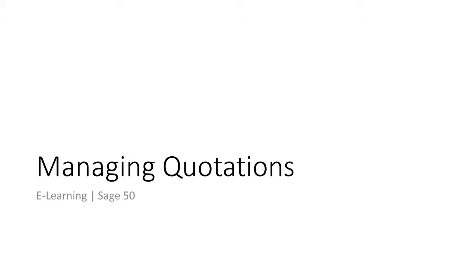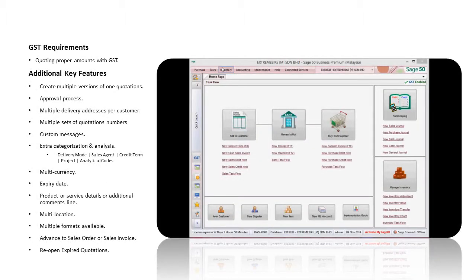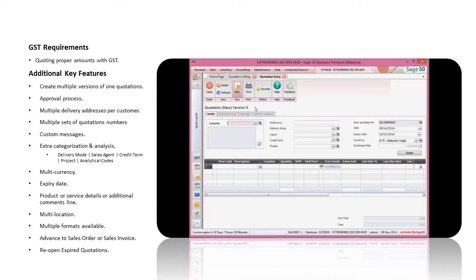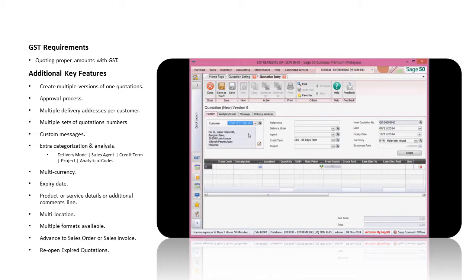Managing quotations. At the Sales menu, select Quotation, click on New. Select the customer you wish to send the quotation to. Multiple sets of numbering are available. In this example, it is set to auto-numbered to one set. The default quotation expiry is set to 1 day after. However, in this case, we change the quotation to expire on November the 15th.